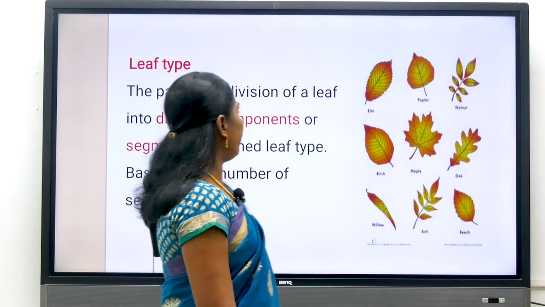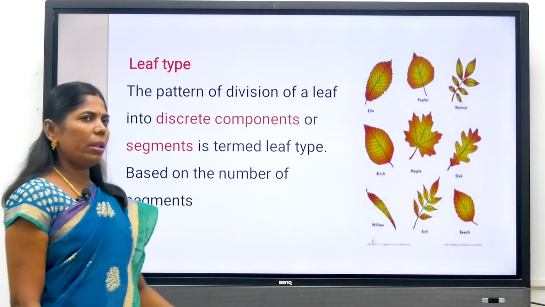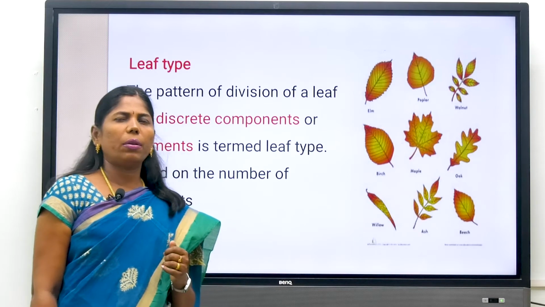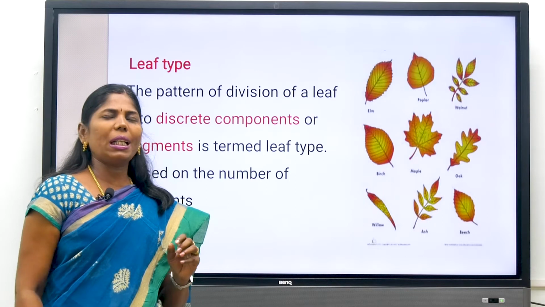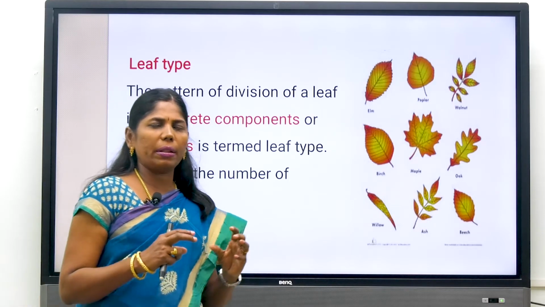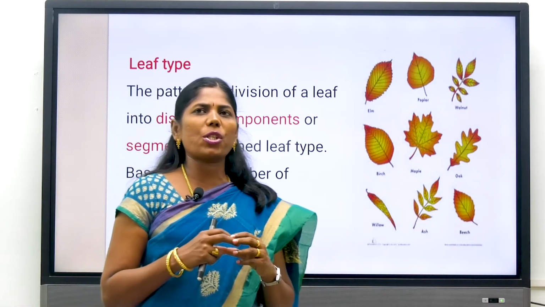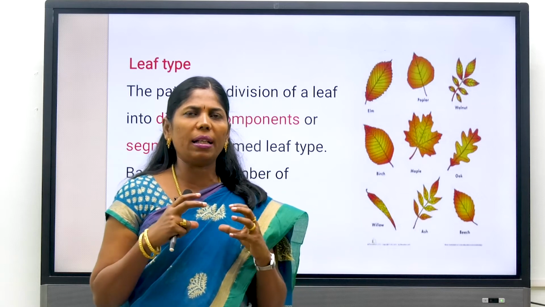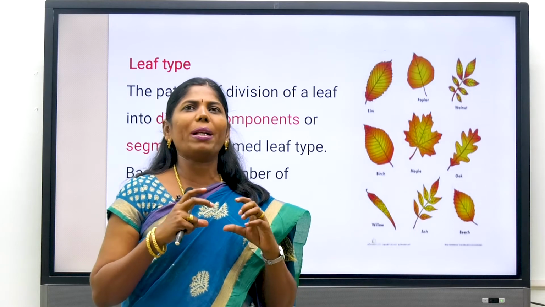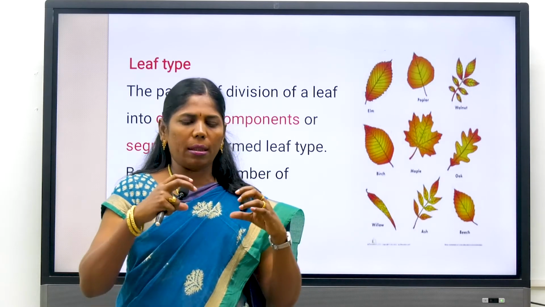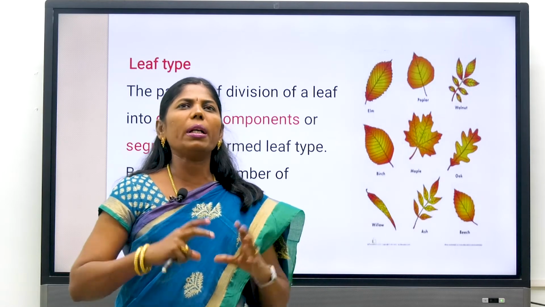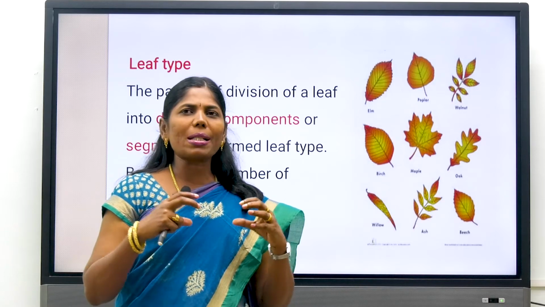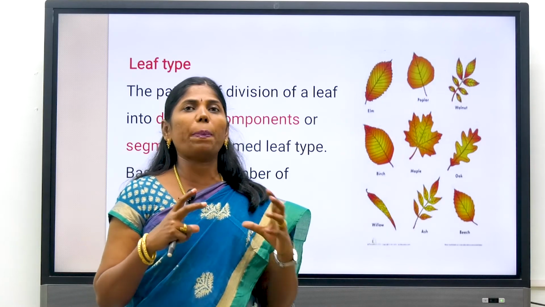So what is a leaf type? We know the different types of leaves. Each and every leaf differs from the others. Some of the leaves are entire and some have insertions inside. Insertion means segments. Actually a single leaf is divided into so many segments. So each entire leaf is divided into so many segments, and due to those segments we can see the different shapes of the leaf.